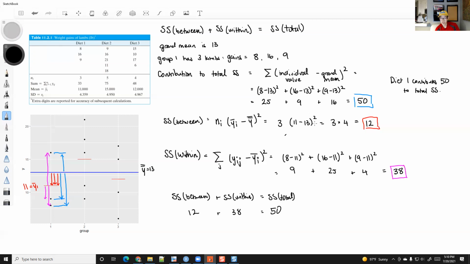Where did the 11 come from? The 11 is the mean of diet 1. If you take 8 plus 16 plus 9, that adds up to 33. 33 divided by 3 gives us a mean of 11. So the mean of group 1 is 11. Is that all right? Sum of squares total, sum of squares between, sum of squares within.